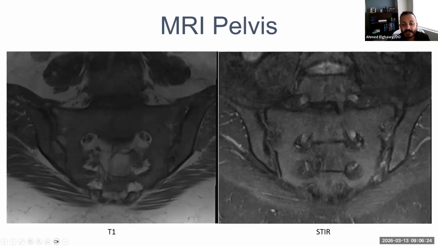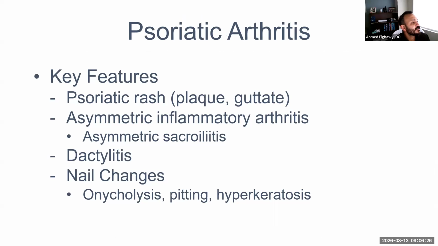Moving on from axial spondyloarthritis, we'll talk about psoriatic arthritis. These are patients who typically have a psoriatic rash.